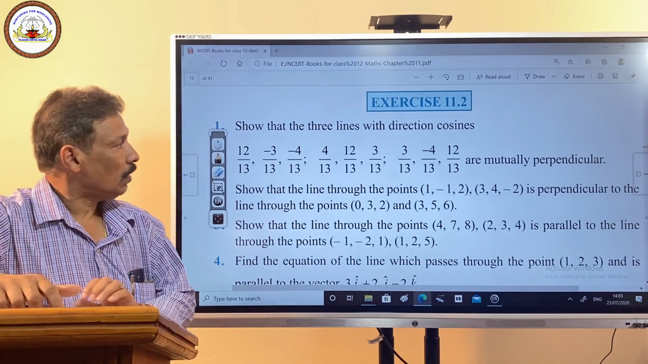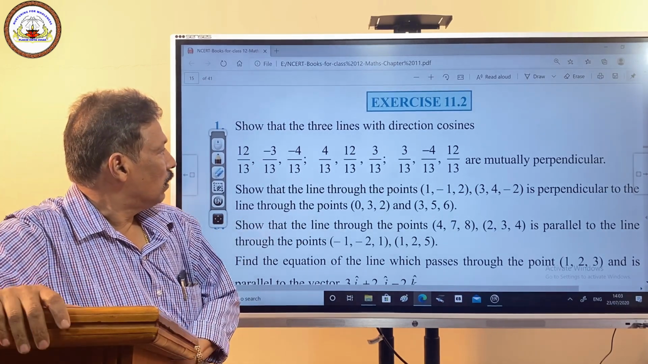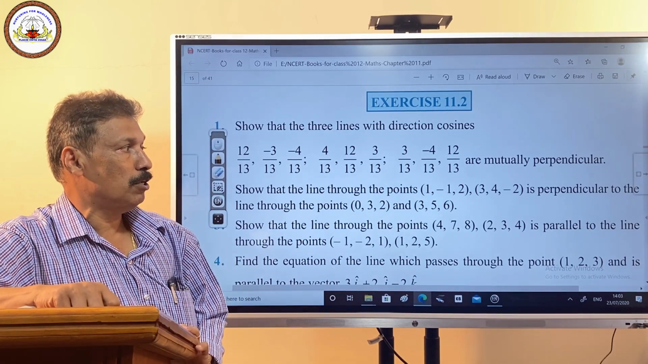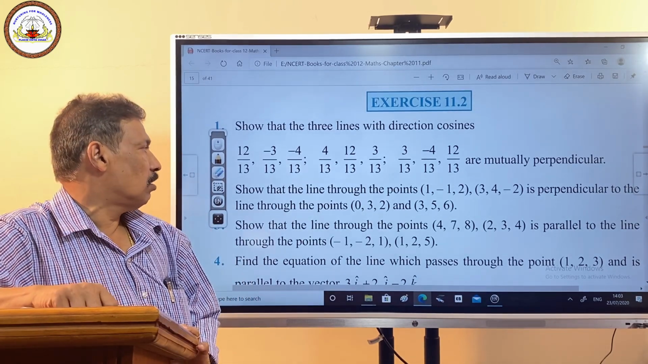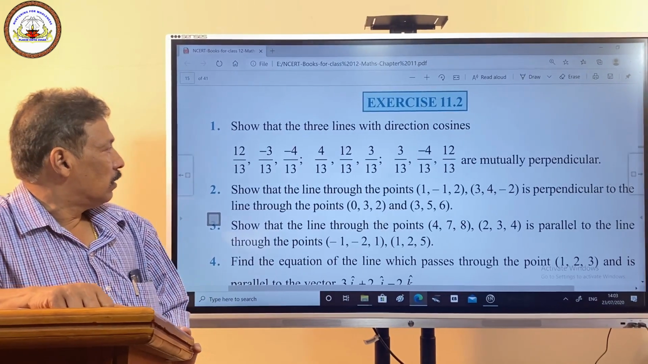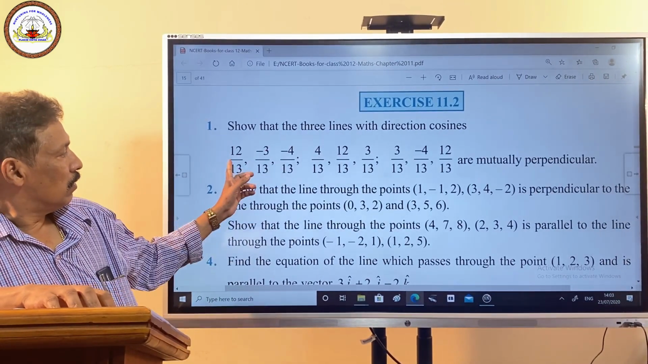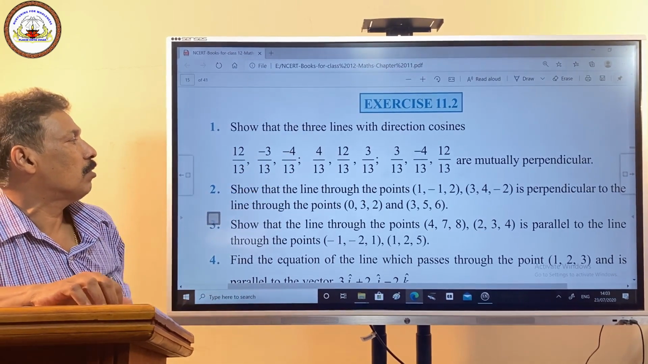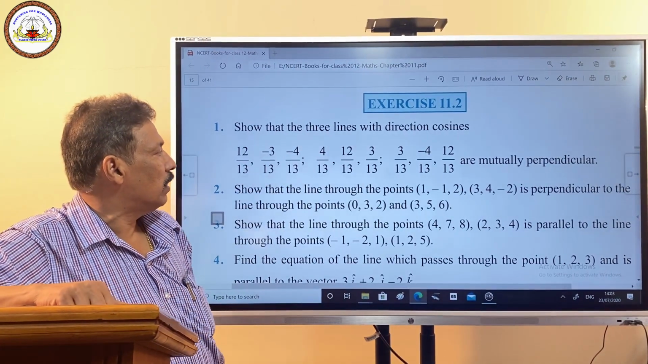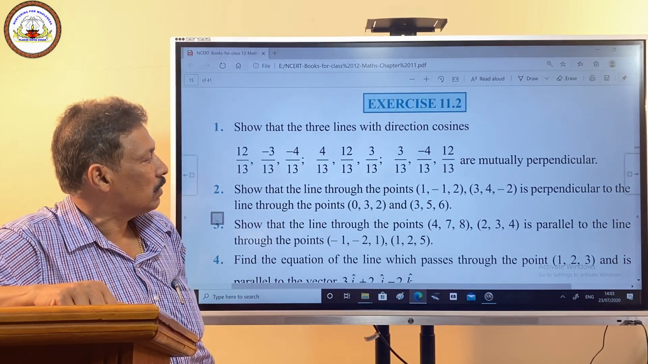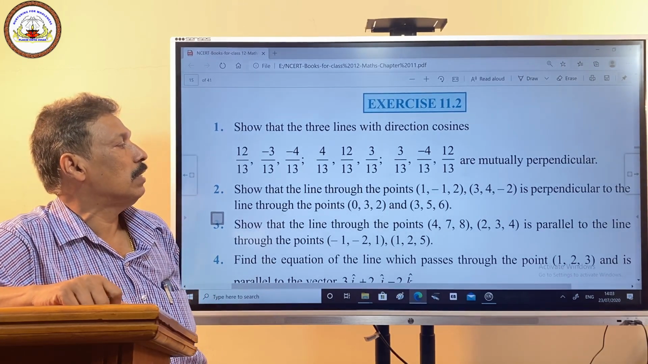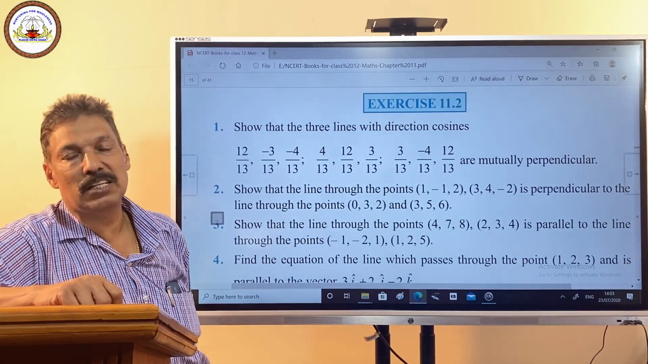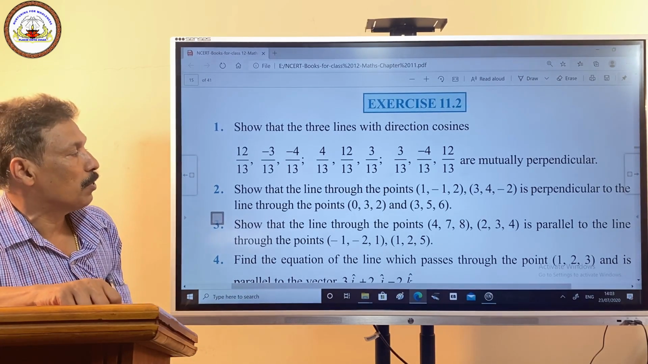Okay, exercise number 11.2. The first question: show that the three lines with the given direction cosines are mutually perpendicular. It is not in our syllabus, but the direction ratios are 12/13, -3/13, -4/13; the second is 4/13, 12/13, -3/13; the last is 3/13, -4/13, -12/13. To show they are mutually perpendicular, it is enough to show that their dot product equals 0.